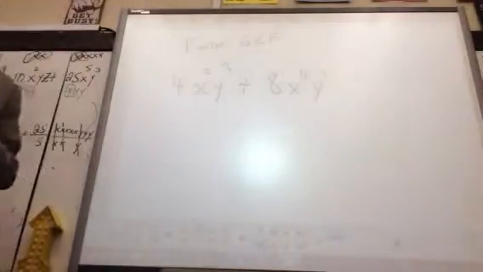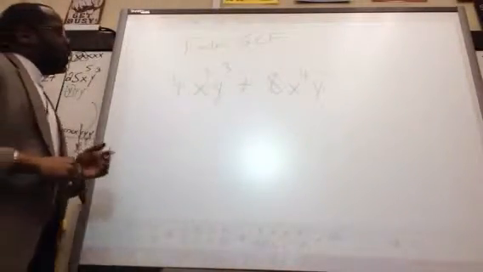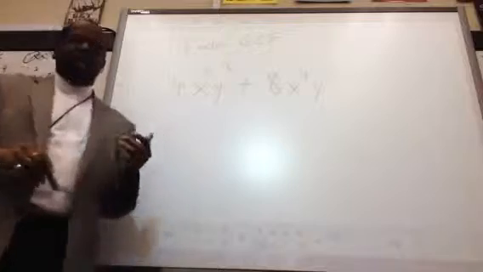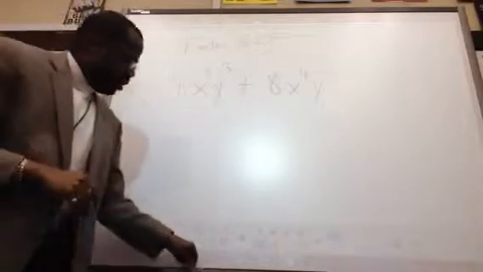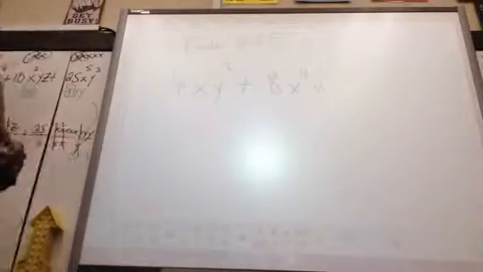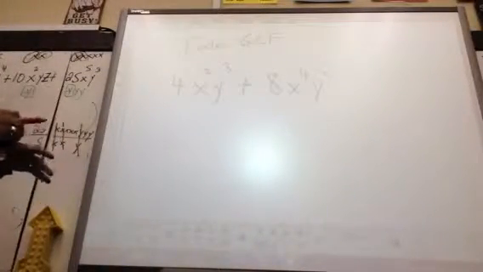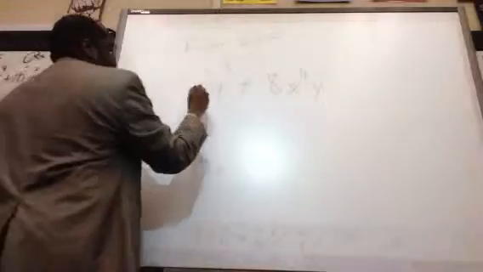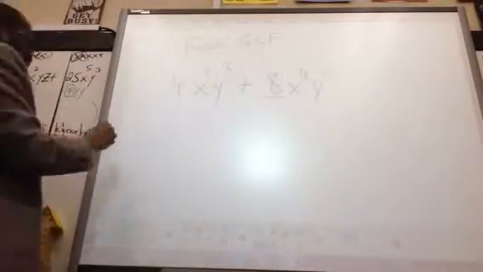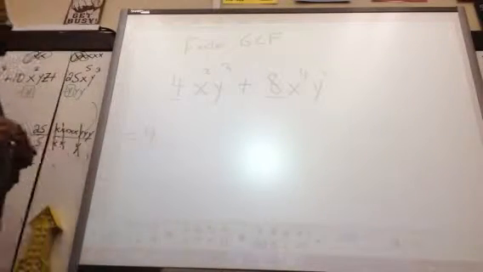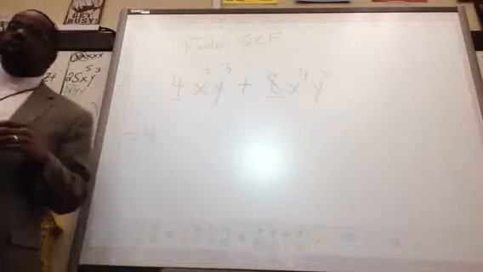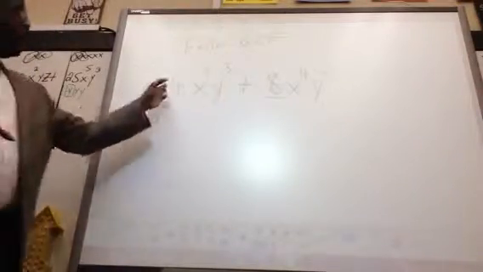All right, here we have an expression that reads 4x squared y cubed plus 8x to the fourth y to the second. Now this one adds a few other things with it, but we can handle it. First of all, what is the greatest common factor for 4 and 8? All right, good. 4 it is. 4 is the largest number that can divide evenly into 4 and into the 8.